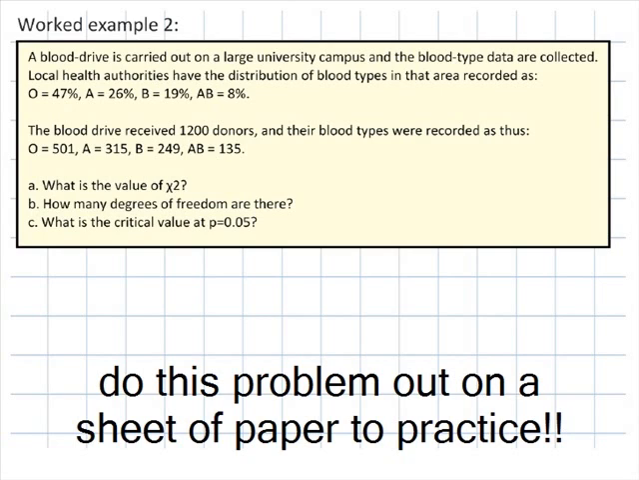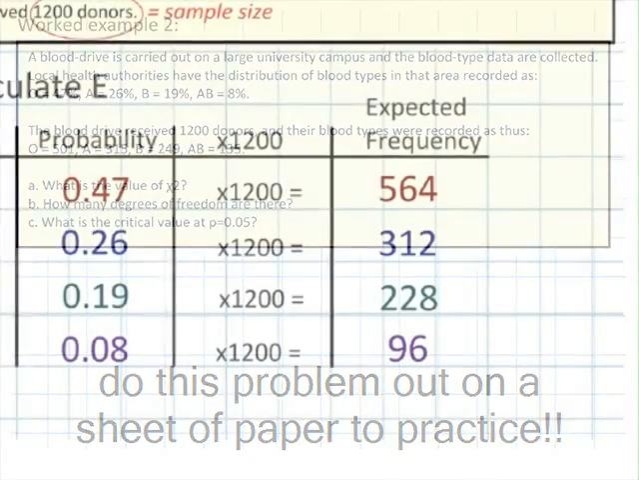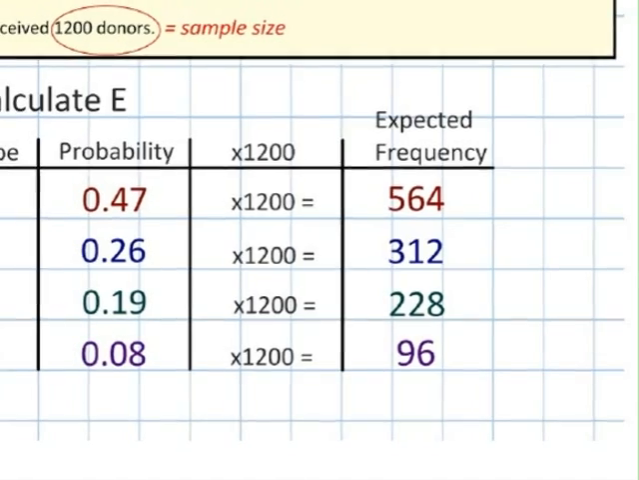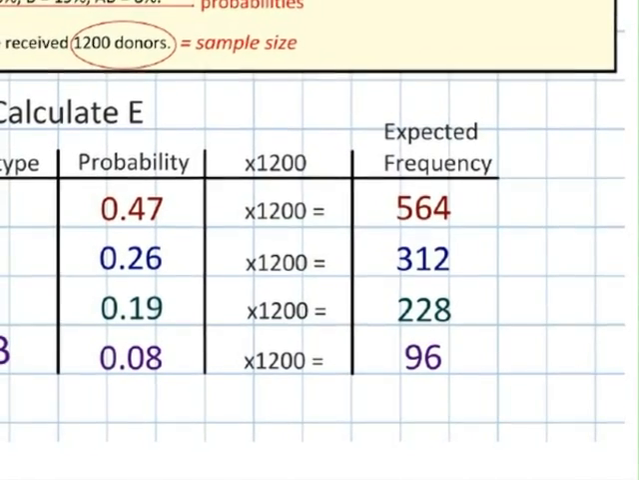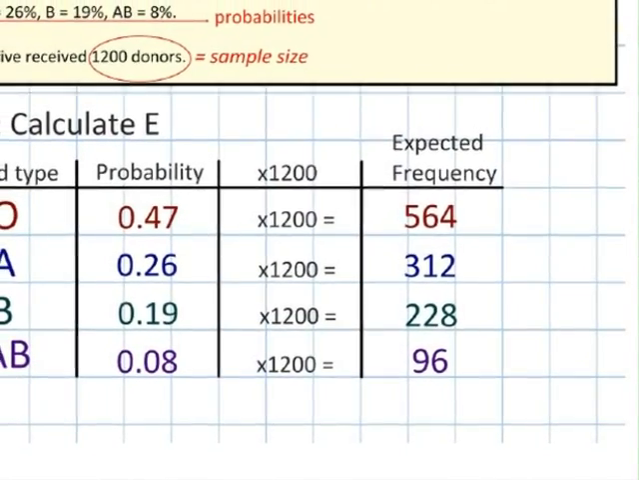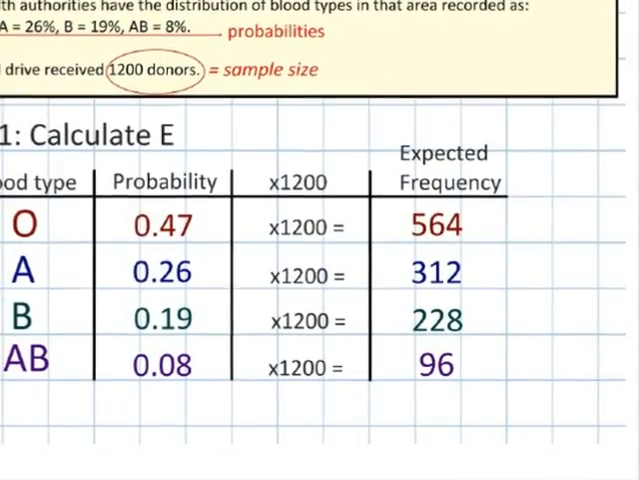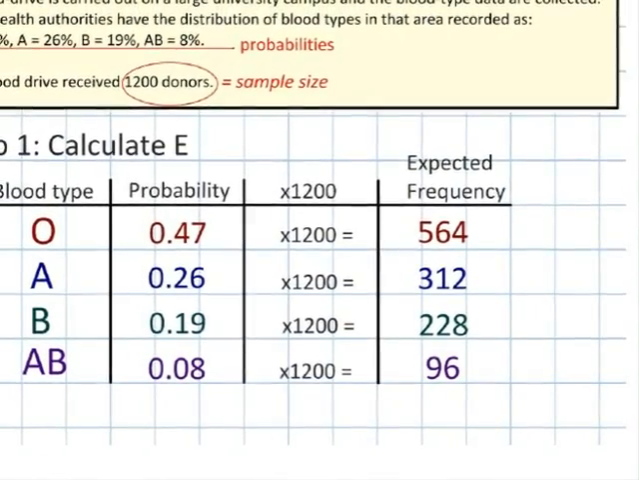They're doing a blood drive, they get a certain number of donors of each type, they expect a certain percentage of each. But they don't actually give you the number of each that they expect. How do you figure that out? You have the percentages, you know how many people total there were. So you just take the percentage, convert it to a decimal, and then multiply it by the total number of participants. You would have had to add those up. So then you get what your expected frequency is for that.